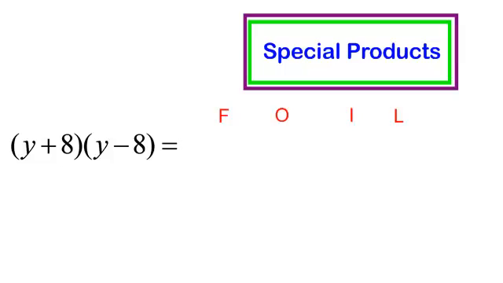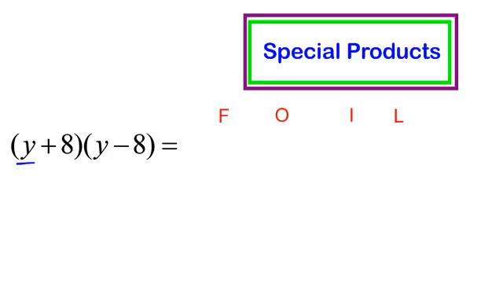We are going to talk about multiplying binomials. These are going to be special products. But first, let's use FOIL. You should already know how to do this. If I am multiplying a binomial times a binomial, then I will multiply the first, multiply the outer, multiply the inner, and multiply the last.